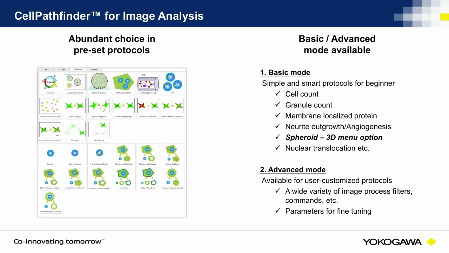On top of the actual acquisition platform, Yokogawa offers an analysis software suite which we call CellPathfinder. This software offers a basic and advanced mode to be tailored to the varying knowledge levels of potential users. CellPathfinder contains a variety of predefined protocols for typical questions in the context of high-content imaging, respectively cellular analysis. In regard to our topic of the day, CellPathfinder contains a three-dimensional analysis menu option, which makes the image data analysis of spheroids very user-friendly.